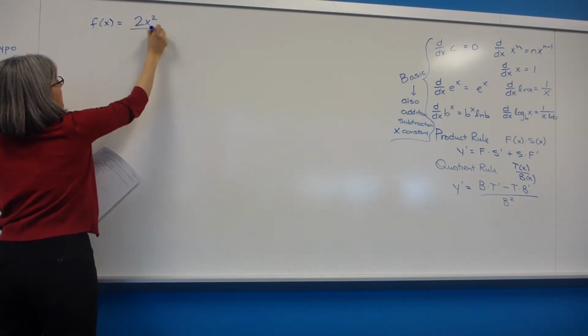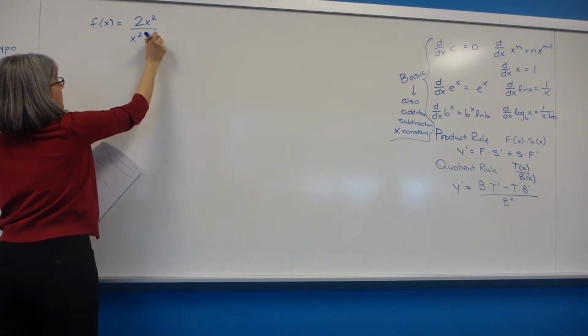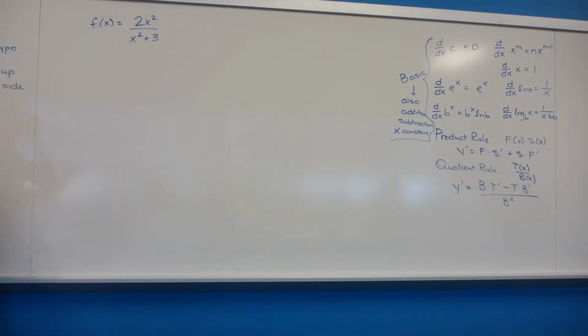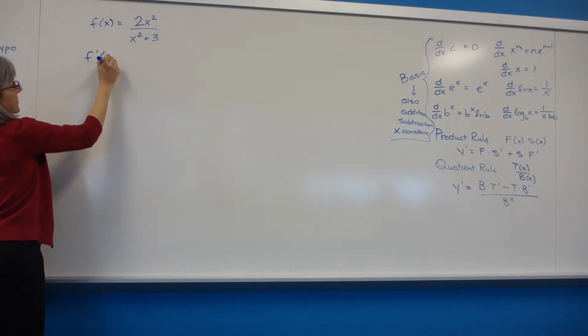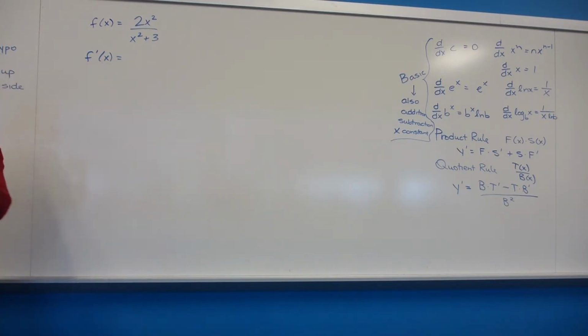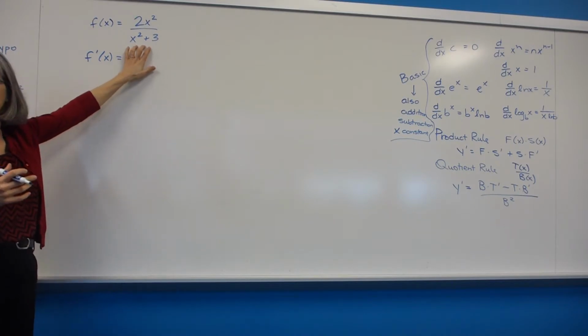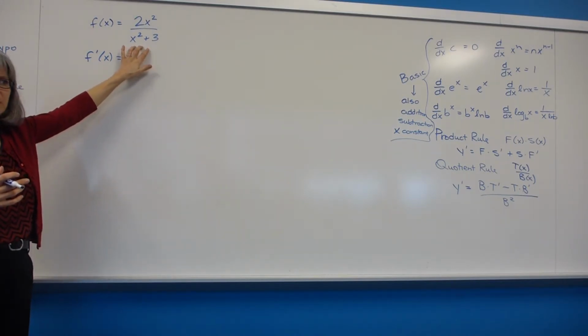2x squared over x squared plus 3. So the derivative. So first, is it a basic? That's always our first question. Is it a basic? No way. We have a whole function divided by another whole function. And is the division easy to do? No, because this is a bigger term than something. This is not a simple term in the denominator.